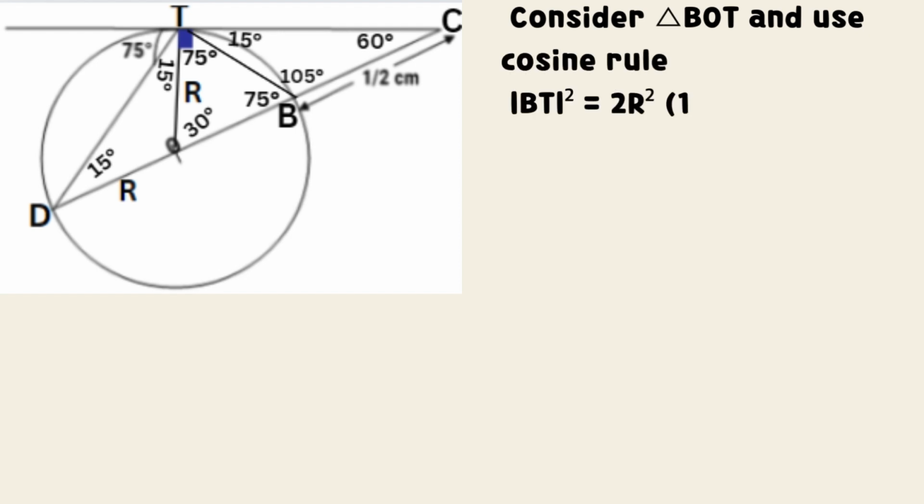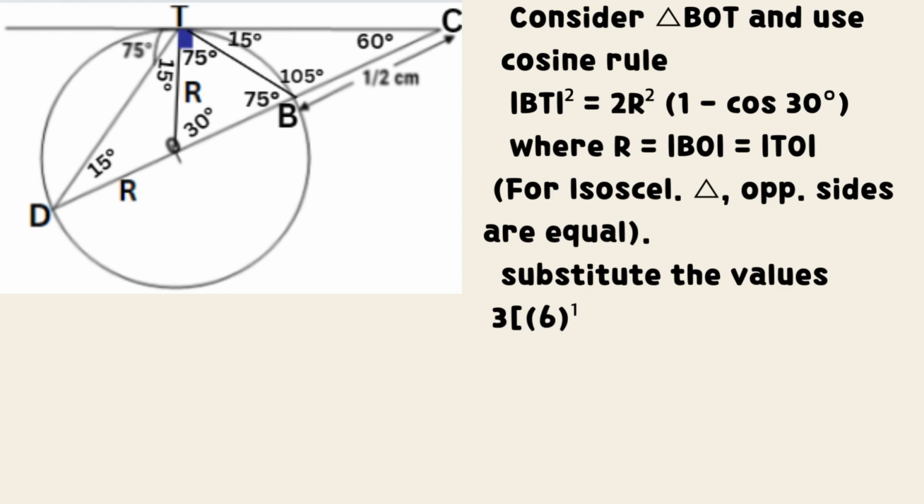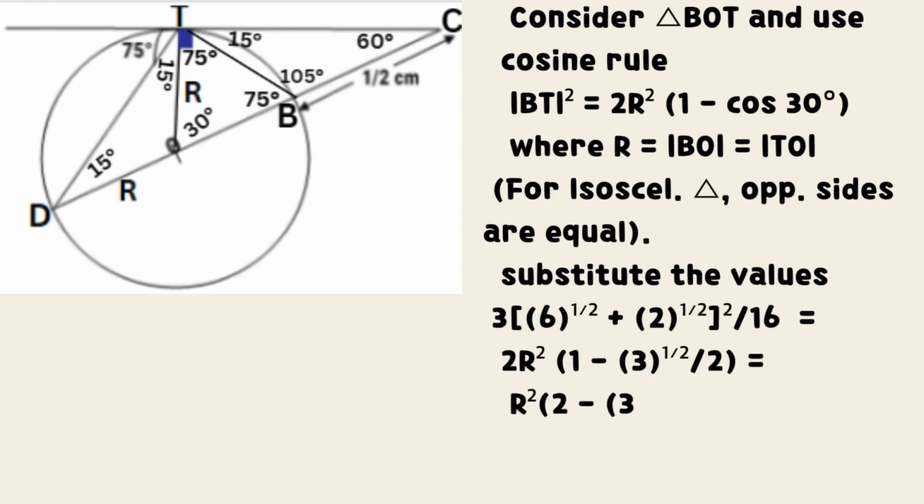Consider triangle BOT and use cosine rule. The square of line BT equals 2 times the square of R times 1 minus cosine 30 degrees, where R equals the length of line BO, which equals the length of line TO, for an isosceles triangle, opposite sides are equal. Substitute the values we obtained to have the equation shown on the screen.